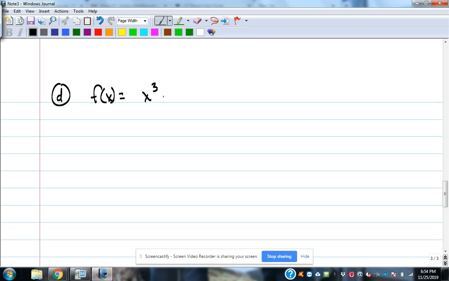X to the third plus 4x to the second minus 5. X minus 1 is a factor. So here they give us a factor, and they want us to factor that polynomial completely. So set up synthetic division. It's what your first step's going to be every time.